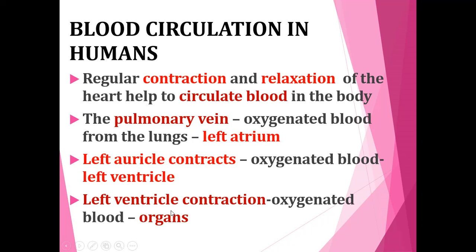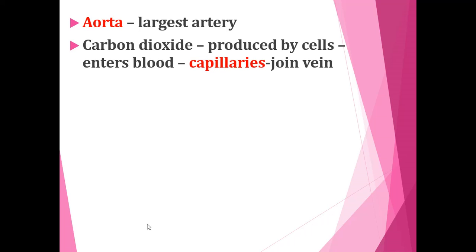When the left ventricle contracts, oxygenated blood is pumped into the main artery called the aorta, which branches into many arteries, and these arteries supply blood to all organs of the body except the lungs. So oxygenated blood is supplied to all organs of the body through the largest artery, called the aorta.